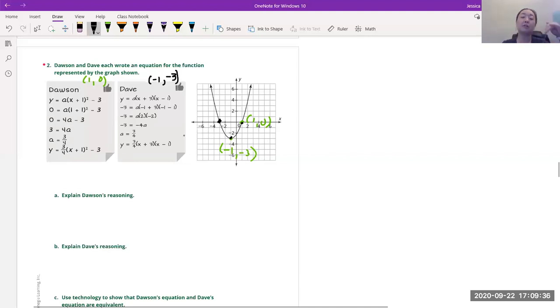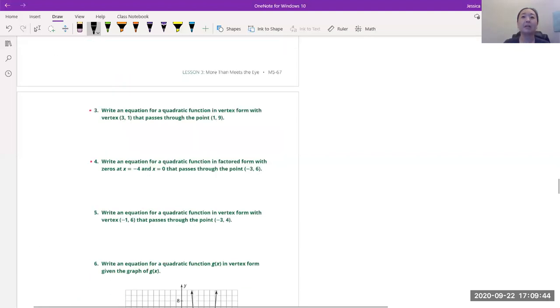It is equal. And if you want to go on Desmos and see if they are the same, they should overlap right on top of each other. All right, go and do that.